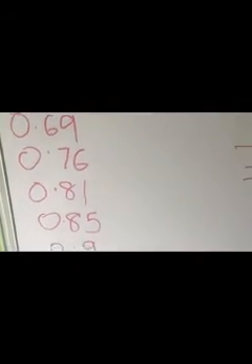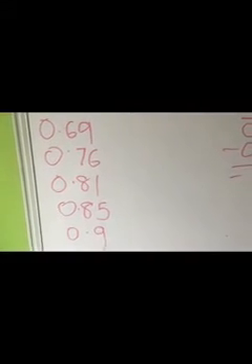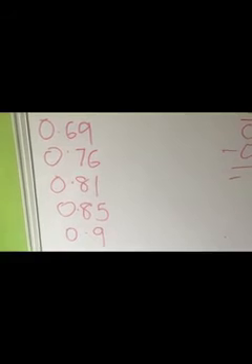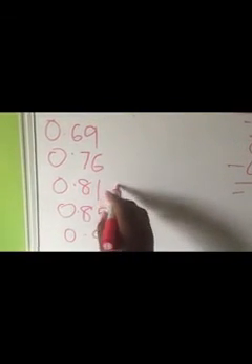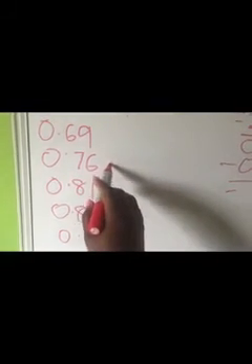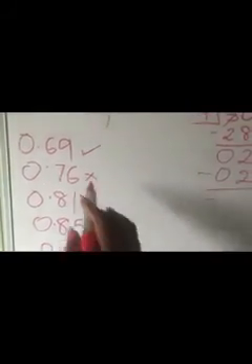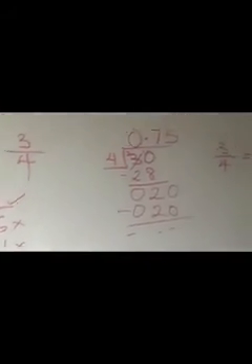0.75. Now let's look at these options. Which of these do you think is less than 0.75? Which of these is less than 0.75? Let's look at it. Is it this? No. This? No. This? No. The correct answer is this, 0.69. Okay, this is the correct answer.